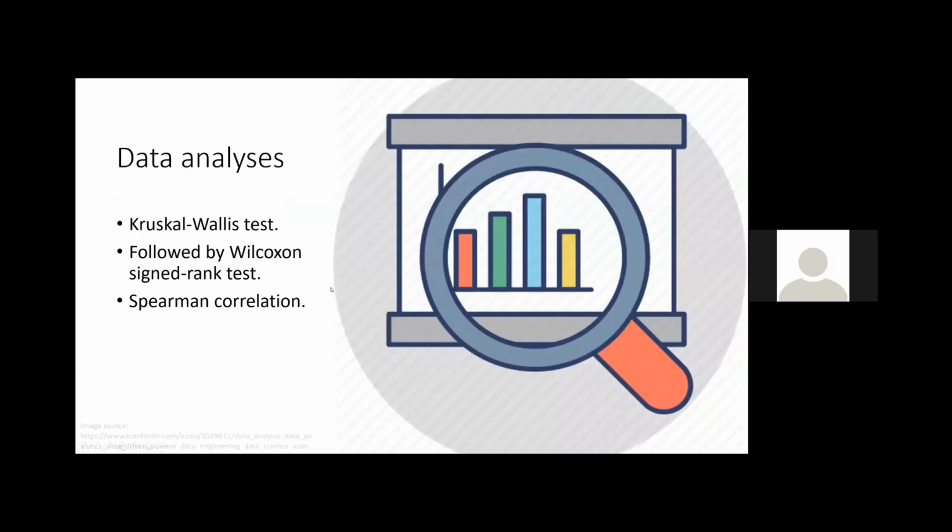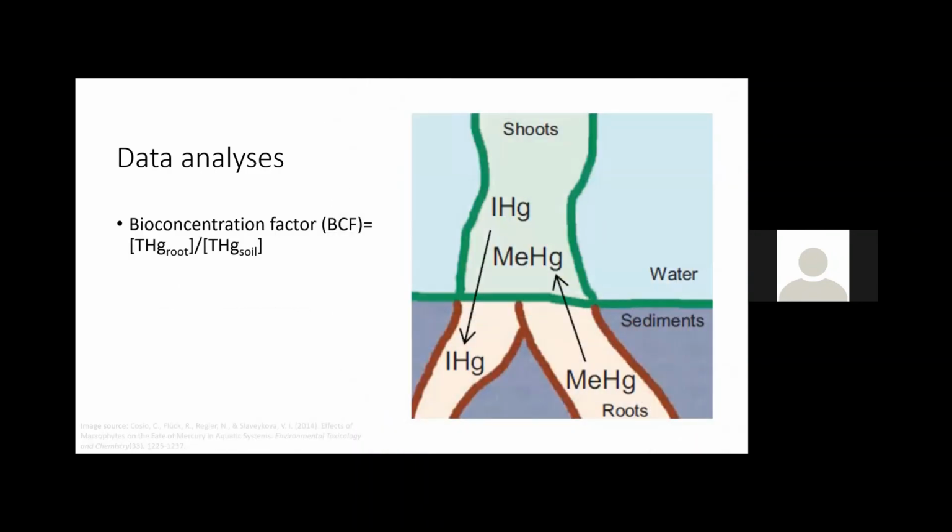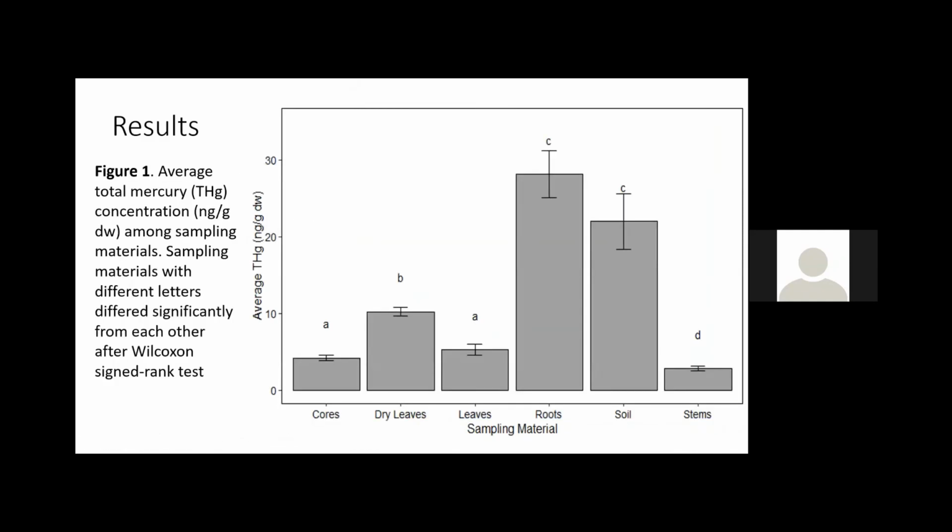The Kruskal-Wallis test was used to determine if the mean mercury concentrations of sample materials differ significantly. Correlation analysis was used to determine if mercury concentration in cattail organs is a good indicator of mercury concentration in soil. To evaluate the potential for bioaccumulation, we calculated the bioconcentration factor, or BCF. The BCF is useful for determining how efficient cattails are in taking up mercury from the soil and incorporating it into their tissues.